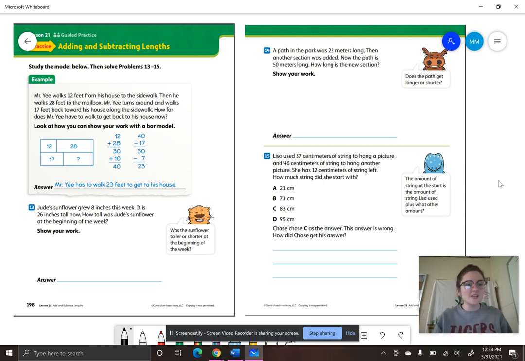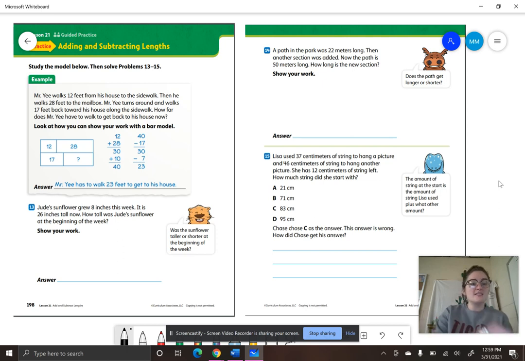It says Mr. Yi walks 12 feet from his house to the sidewalk. Then he walks 28 feet to the mailbox. Mr. Yi turns around and walks 17 feet back toward his house along the sidewalk. How far does Mr. Yi have to walk to get back to his house now? All right, it says, look at how you can show your work with a bar model.